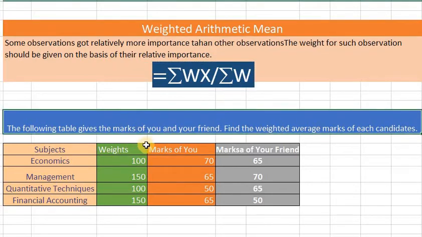So let us see this with an example. The following table gives the marks of you and your friend. Find the weighted average marks of each candidate.